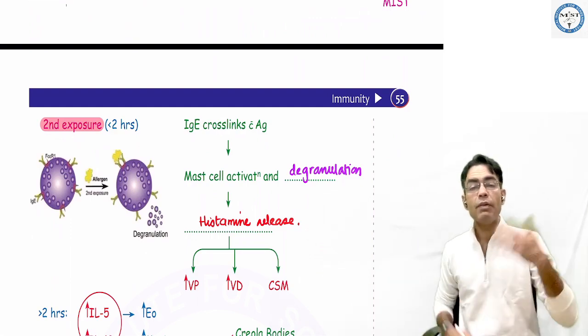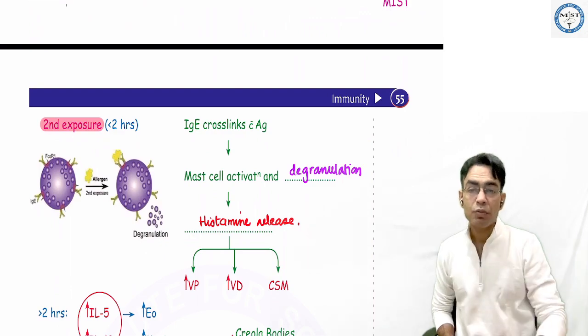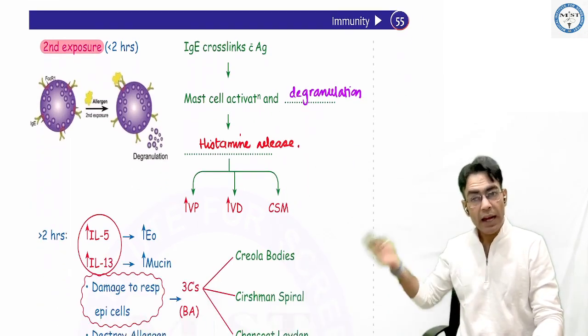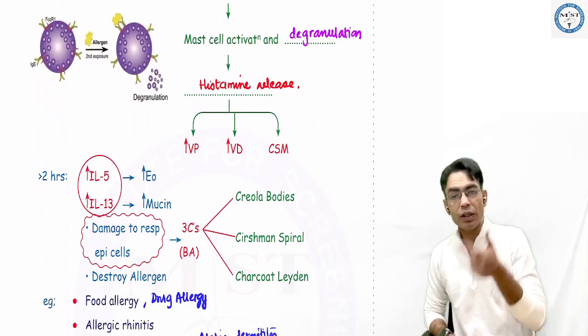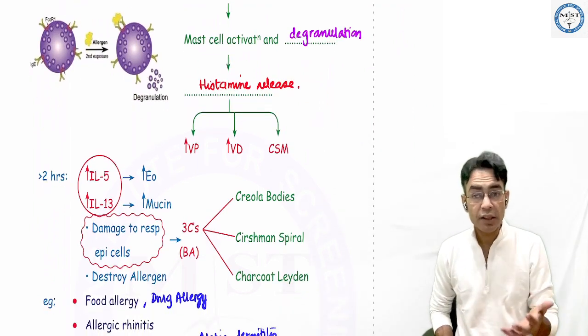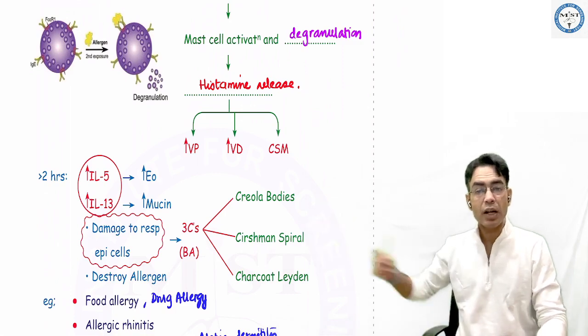And what are the actions of histamine? Vasodilation, vascular permeability, contraction of smooth muscles. Immediate action within 2 hours of second exposure. And interleukin 5 and 13, they will increase mucin and eosinophil. So you will find 3 C's in the sputum of the patient: Curschmann, Charcot-Leyden crystals, and Creola bodies.